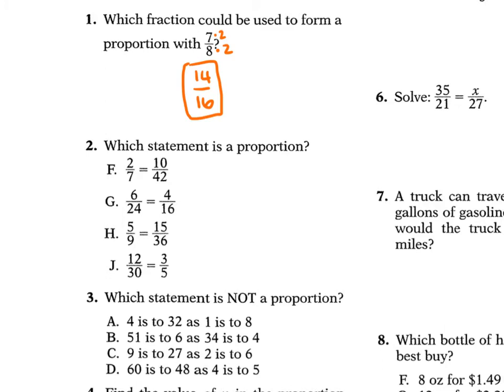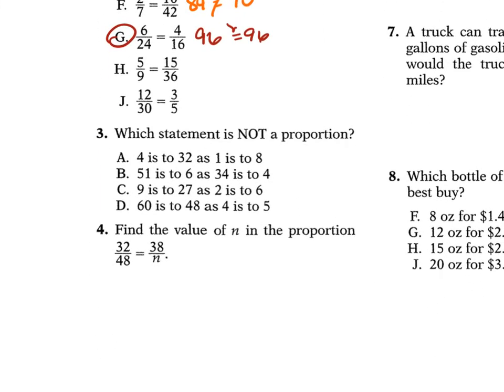Remember, when you are multiplying cross products, they're equal to one another. So if you did 2 times 42, that's 84. And 7 times 10 is 70. Those are not equal to one another, so that one is not your answer. If you did the 16 times 6, you get 96. If you did the 24 times 4, you get 96. This is a true statement, so G is a proportion.